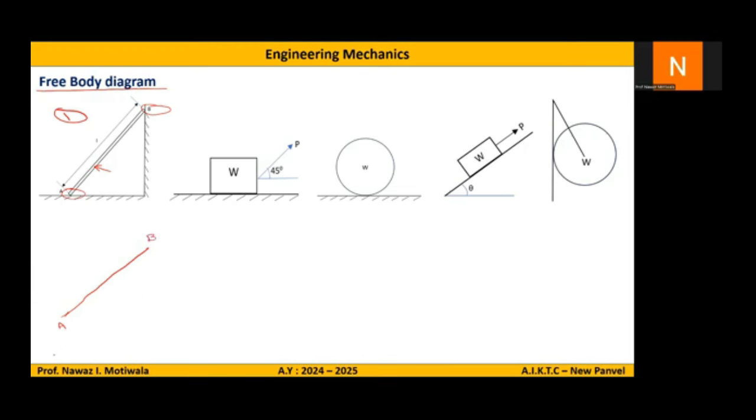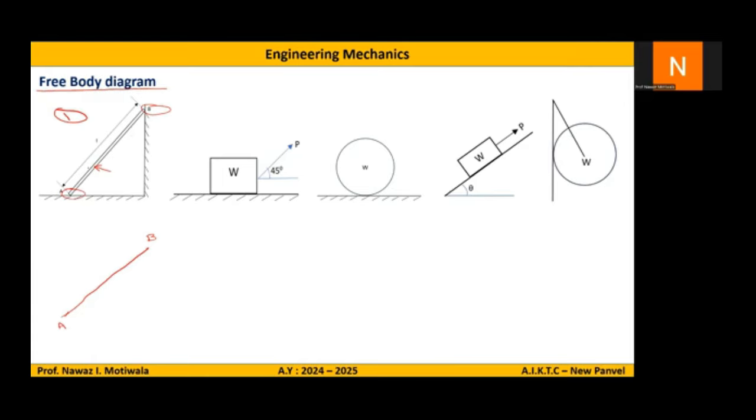Now, how to draw the free body diagram, or you can say what are the forces to be considered while drawing it. The first force which we consider is the applied force. The force which is shown or which is applied on the body. If I observe this figure carefully, there is no applied force on this particular body. So we will not show any applied force.